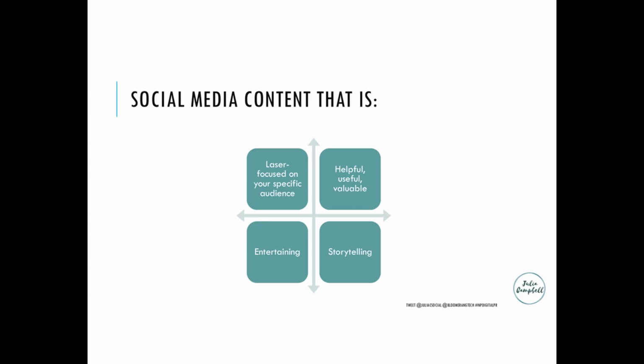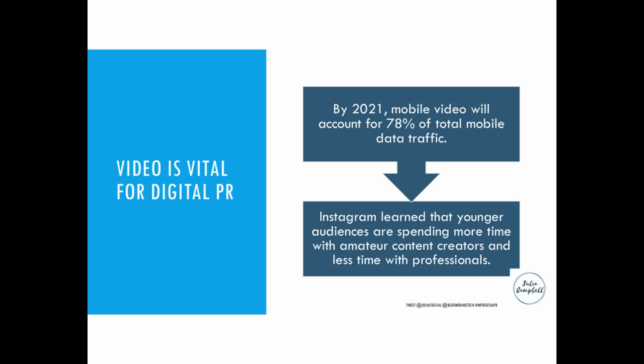So, what are some examples? We're going to go over that. Social media content. When we're talking about social media channels specifically, to cut through the clutter, it has to be entertaining and/or storytelling, or helpful, useful, or valuable. Also laser focused on your audience. And your audience is not everybody. It's definitely not everybody. Video is completely vital, and we know that.